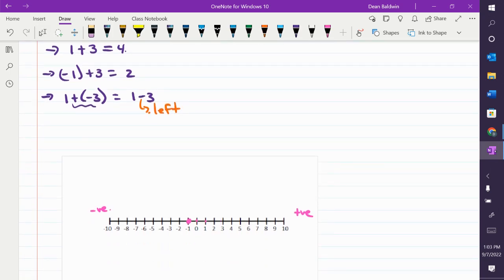So if you start at 1 and we take away 3, so we're going left, 1, 2, 3, end up at negative 2.